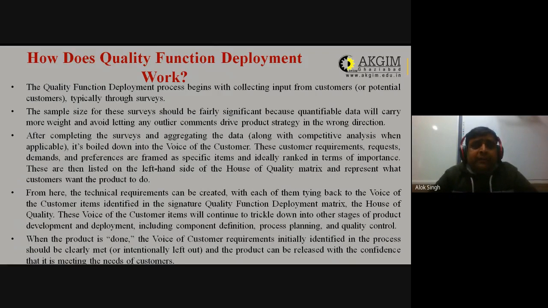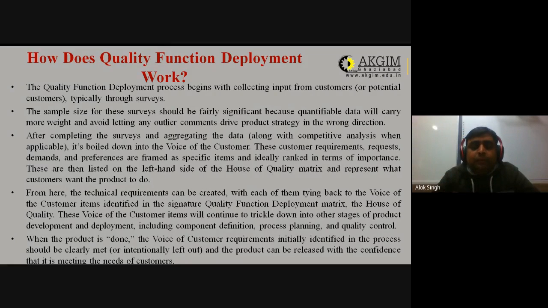Okay, so after completing the survey and aggregating the data along with the competitive analysis when applicable, it is boiled down into the voice of customer. Means after collecting data and analyzing it, you will identify what are the basic requirements of your customers, what your customers are looking for. So these customer requirements, requests, demands, and preferences are framed as specific items and ideally ranked in terms of importance.